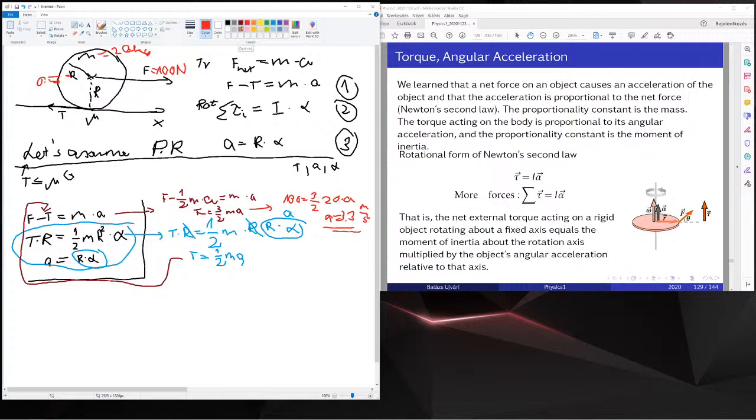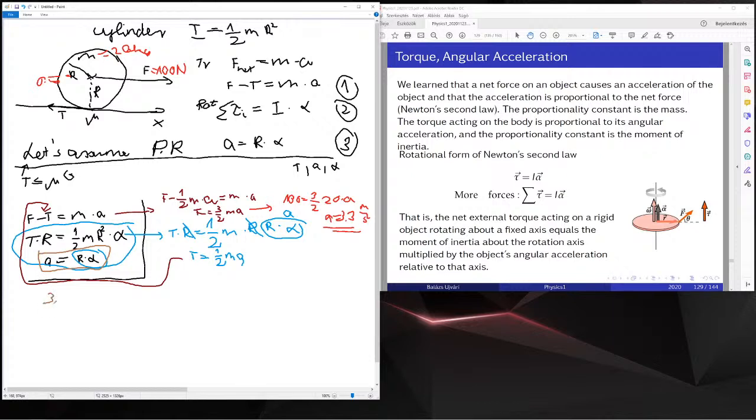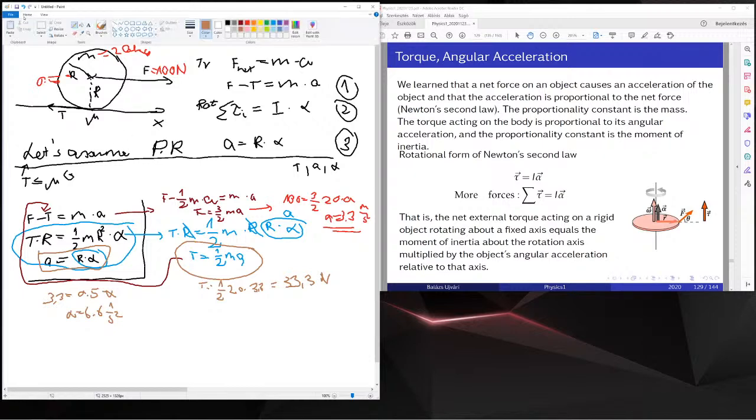Let's go back here. 3.3 equals 0.5 times alpha. Alpha equals 6.6, it is 1 over s squared. And let's go here with this information. T equals 1 over 2 times 20 times 3.3, and that will be 33.3 Newton again.